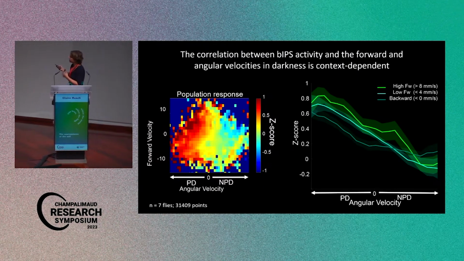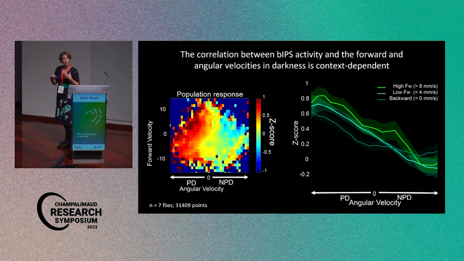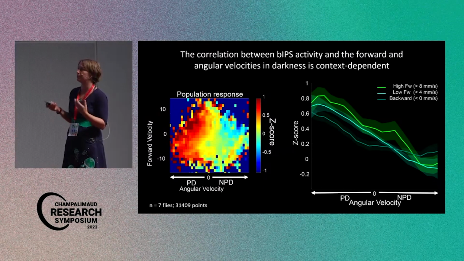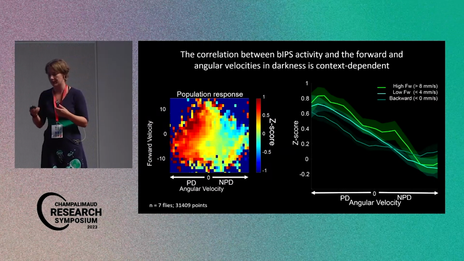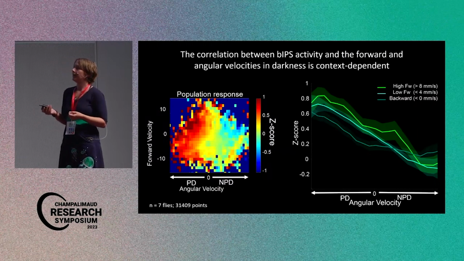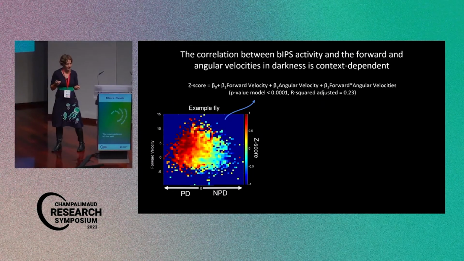And again, the data is quite noisy, there is some overlap between the lines, but it really seems that there is this context-specific response in BIPs, being very changed, modified by how much the fly is walking forward. And it's something that we can also verify by applying a linear model to our data.